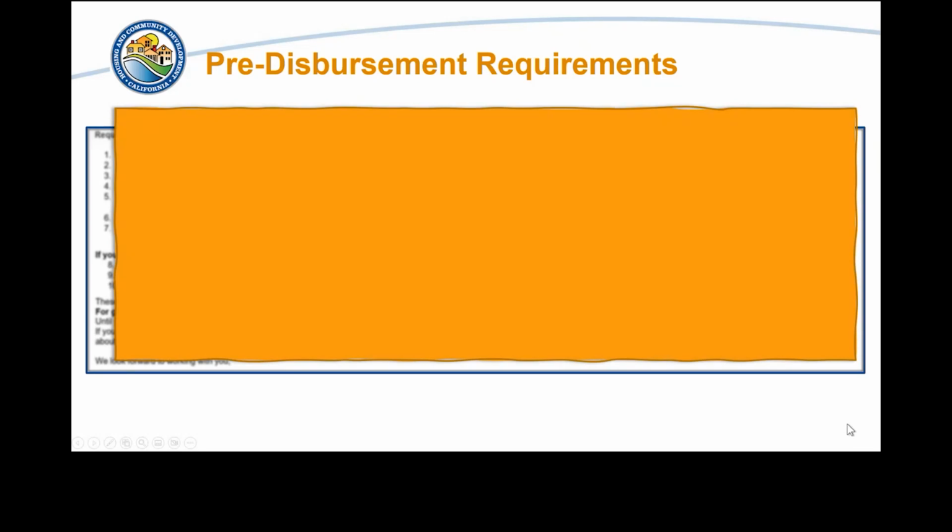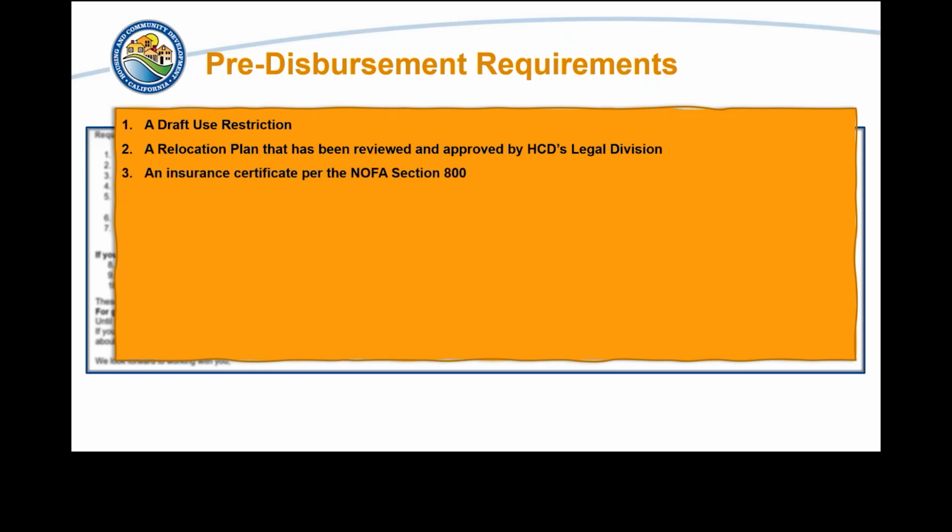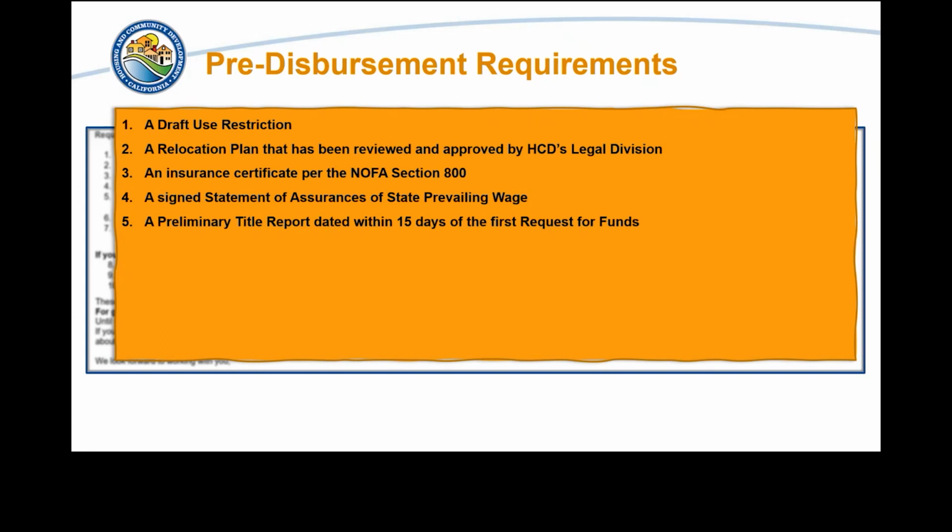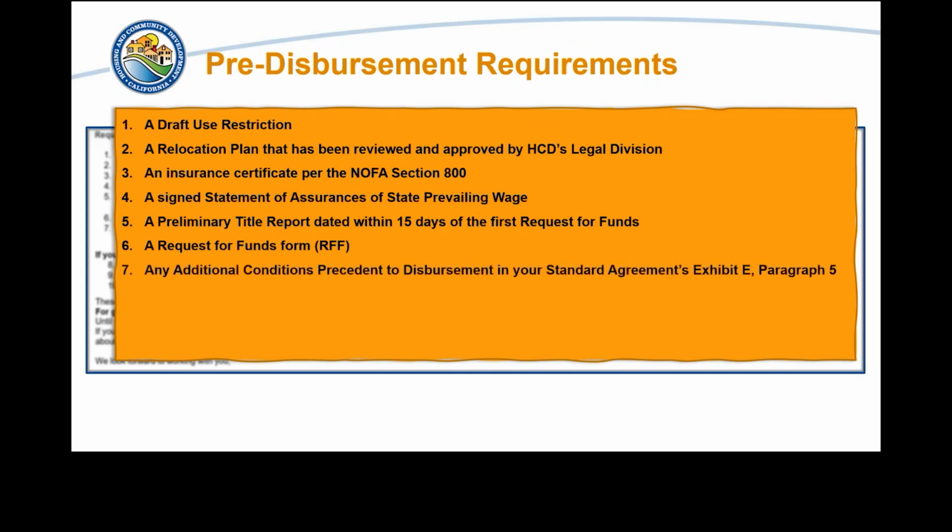The pre-disbursement requirements include the following: a draft use restriction, a relocation plan that has been reviewed and approved by HCD's legal division, an insurance certificate per the NOFA Section 800, a signed statement of assurances of state prevailing wage, a preliminary title report dated within 15 days of your first request for funds, a request for funds form, commonly known as an RFF, and any additional conditions precedent to disbursement in your standard agreement's Exhibit E, paragraph 5. These additional conditions, if any, will be tailored to your specific project.